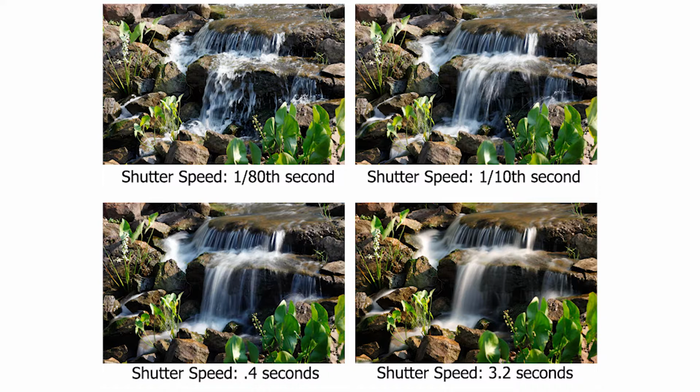And then I slow it down to 1/10th of a second, and you see it really starts to smooth out. So that gives you a good visual example of kind of what we're talking about here. By the time you get to 0.4 seconds, you're really smooth. And then the final example is 3.2 seconds. So there's just a good sort of side-by-side comparison showing you some of the effects that we're going to talk about. We'll talk more about moving water in a second.